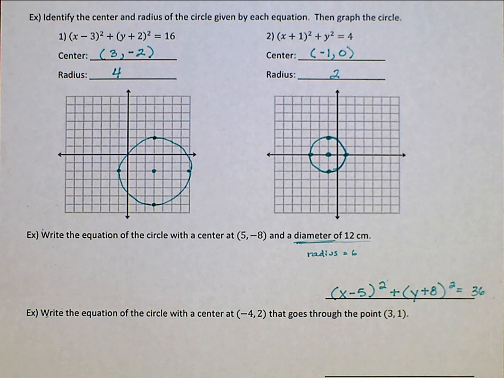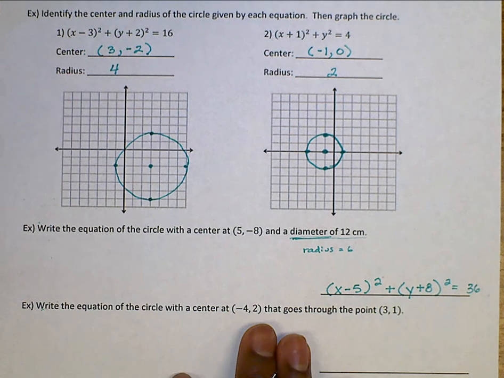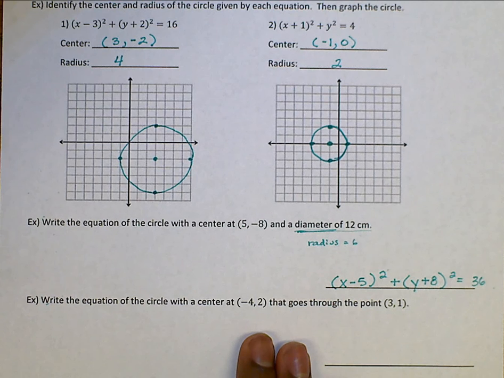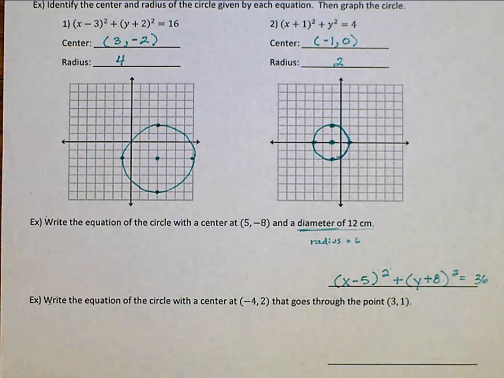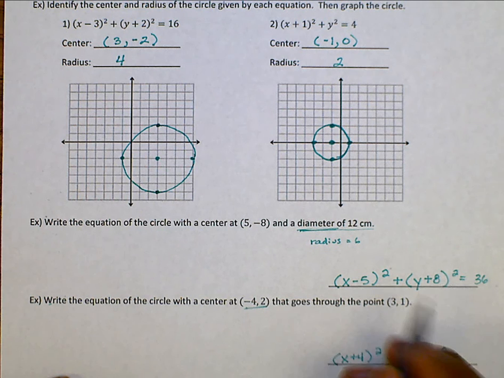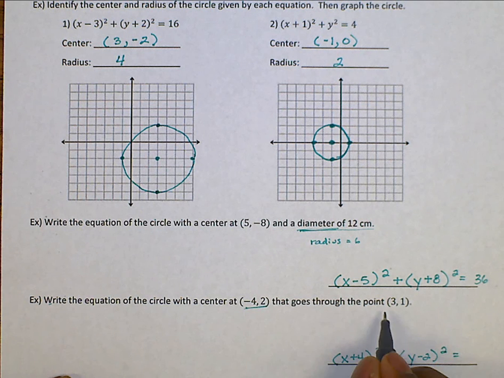And then finally, our last problem asks us to write the equation of a circle whose center is (4, negative 2) and goes to the point (3, 1). Again, given the center, that gives us most of this problem: (x plus 4) squared plus (y minus 2) squared. So most of the problem there is done, but this is a little bit more difficult because they didn't give us the radius.